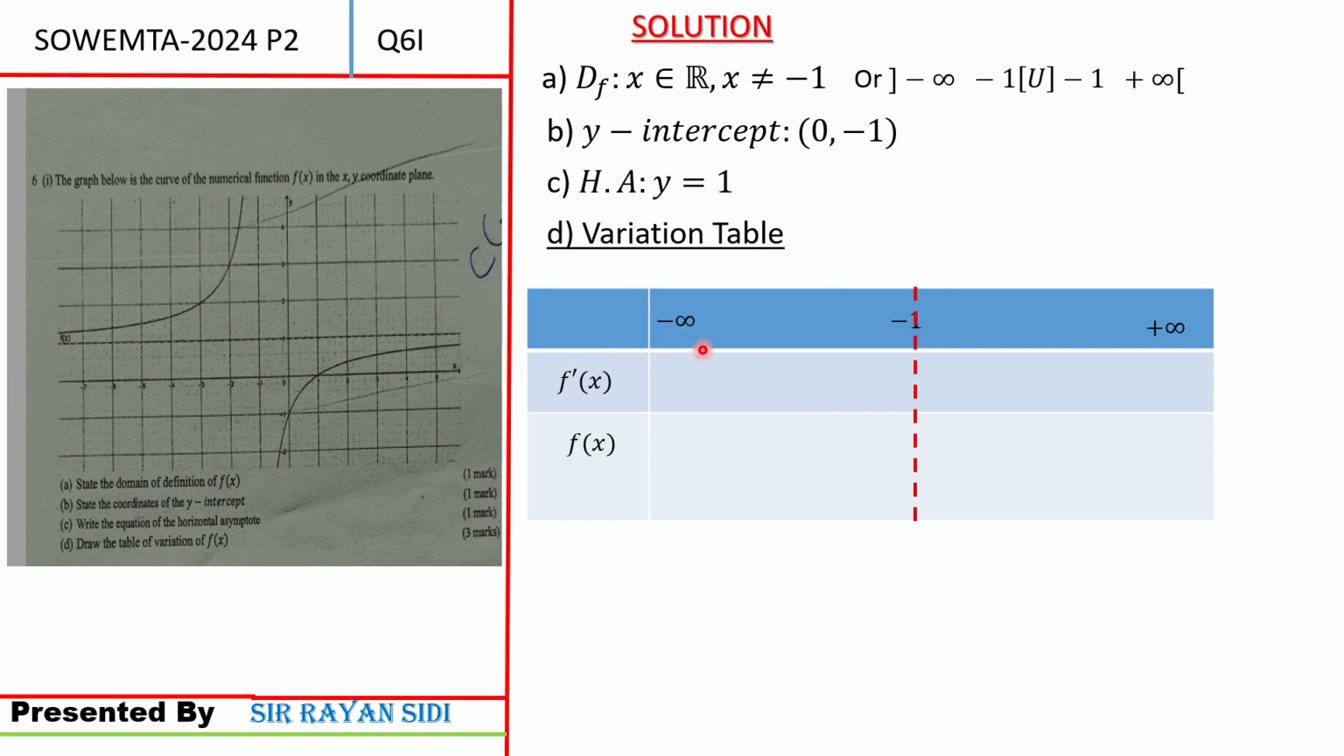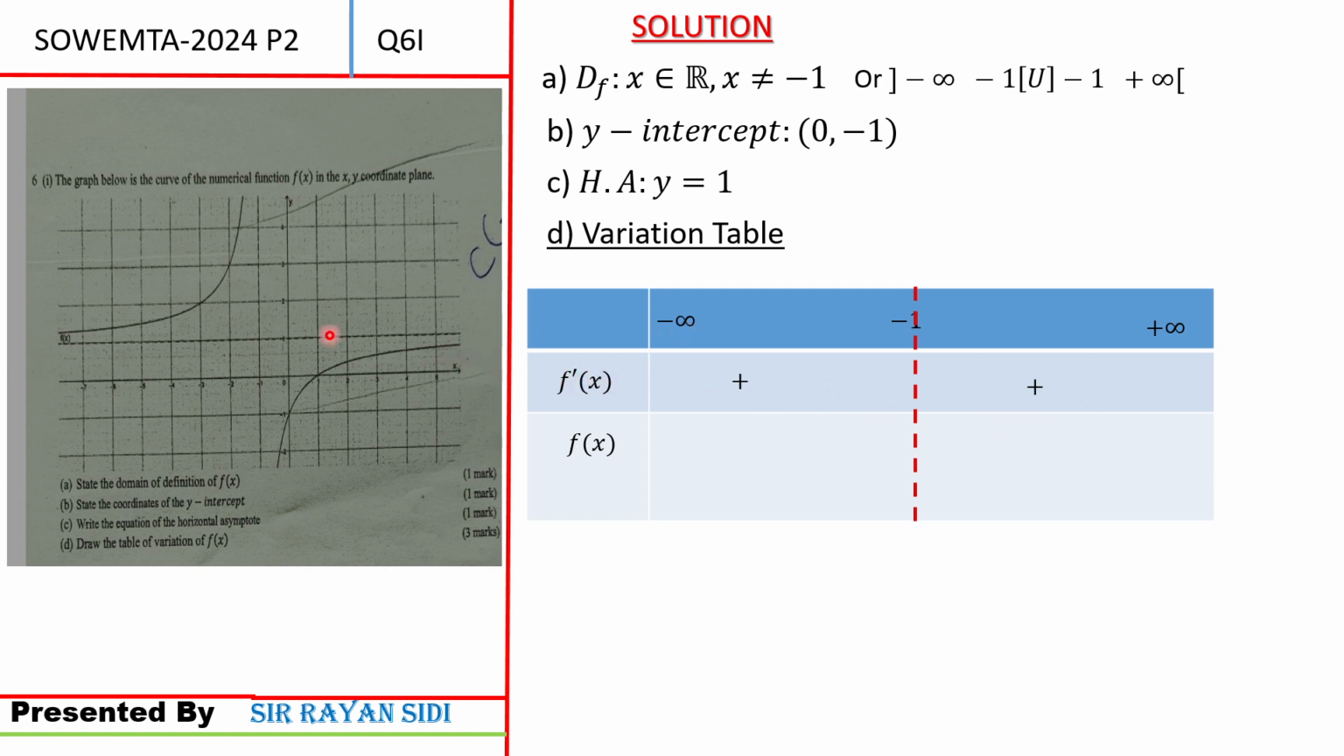Now we are seeing that from -infinity to -1 here, the function is increasing to +infinity, so the function is increasing in that range. Now from the point -1 to +infinity, you are seeing that it is leaving -infinity and increasing to 1. So it means that it is also increasing in this range.